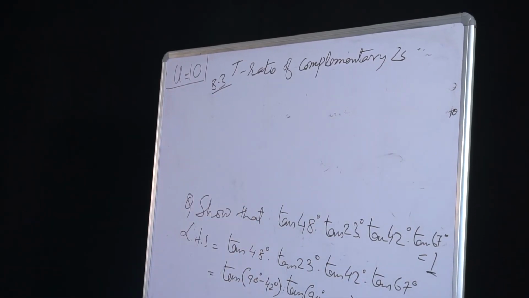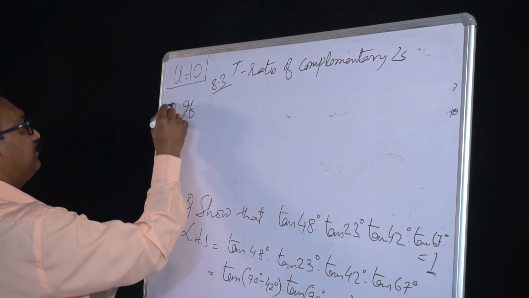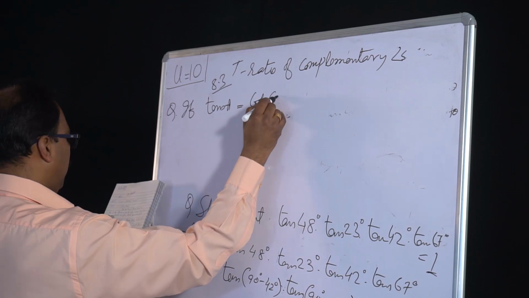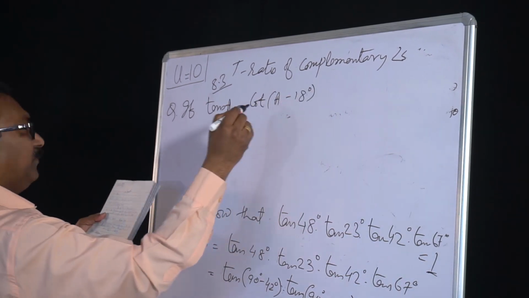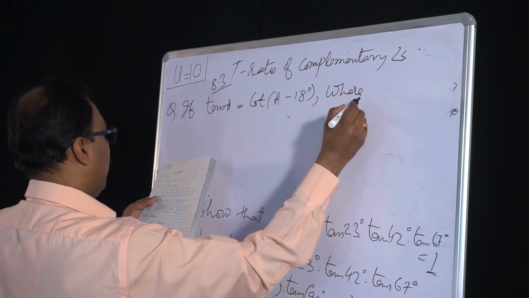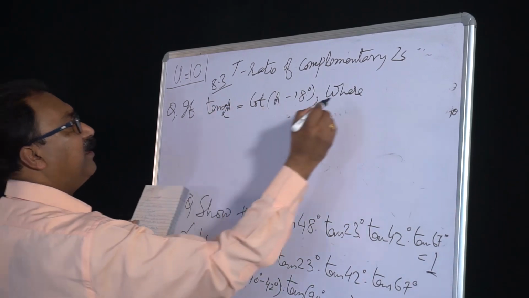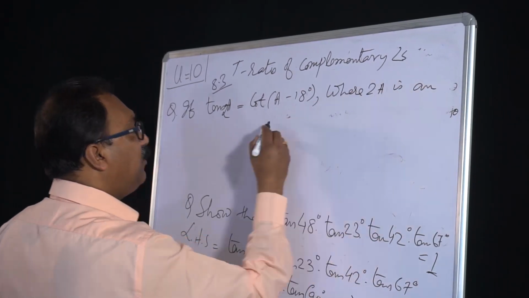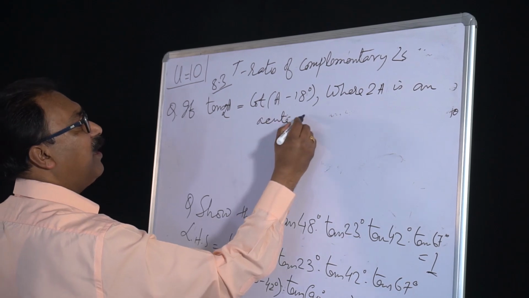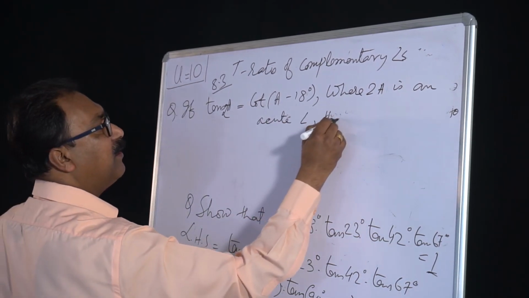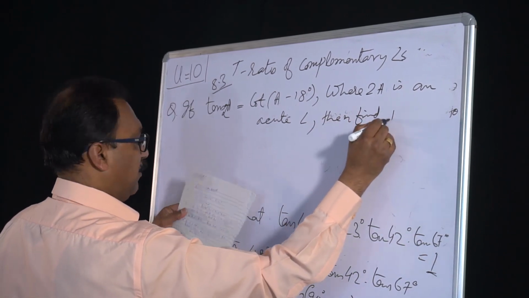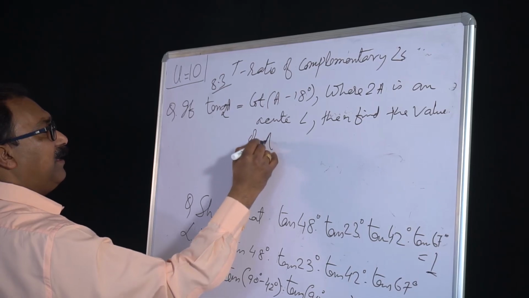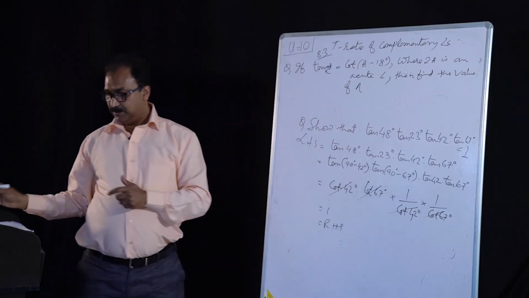Look at this question. The question is: if tan 2A is equal to cot of A minus 18 degrees, where 2A is an acute angle, then find the value of A. What is the value of angle A? That is the question. So now look here.